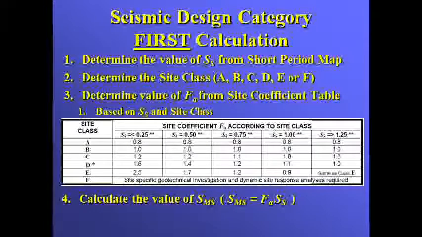Third, select the site coefficient F sub A from the site coefficient table as shown below for the applicable S sub S and site class values. Fourth, calculate the value of S sub MS based on the formula S sub MS equals F sub A times S sub S. Note that the variable S sub MS, which is required to determine the value of S sub DS, has not been previously discussed.